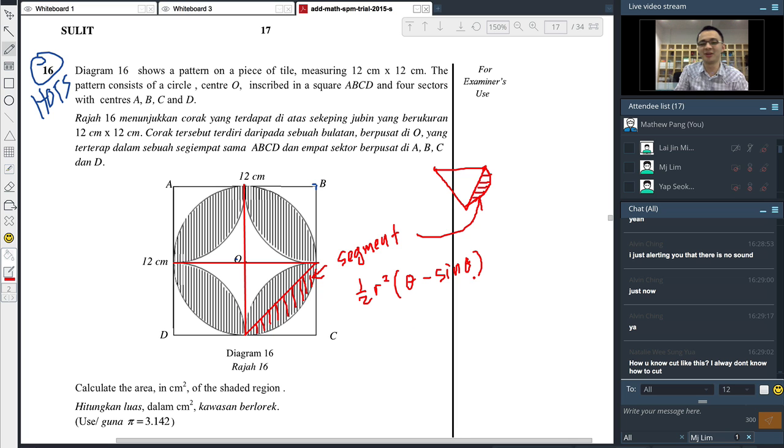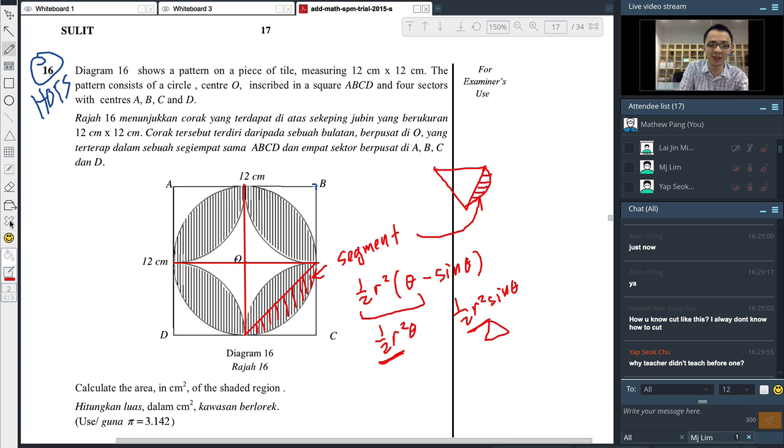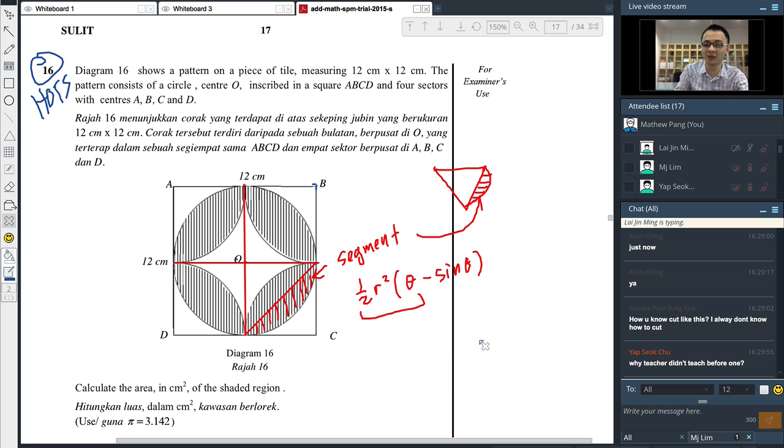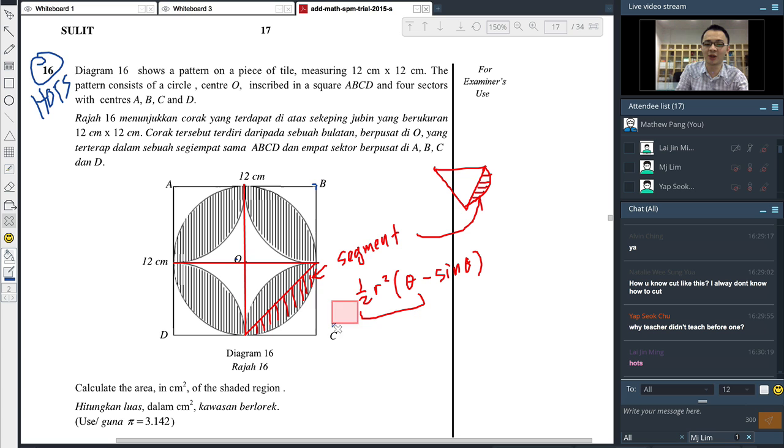This formula actually comes from the sector formula and the triangle formula. This is the sector formula, half r squared theta, and half r squared sine theta is the triangle formula. They factorize out half r squared and then this formula comes out. Even if you do not understand this formula, you can still do it slowly and get the same answer, but if you understand it, it will be very good. This formula is quite easy for finding a segment.